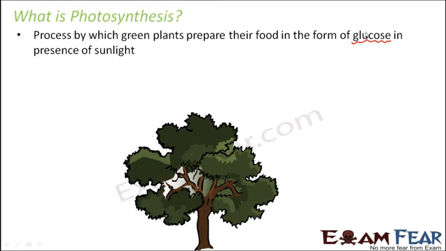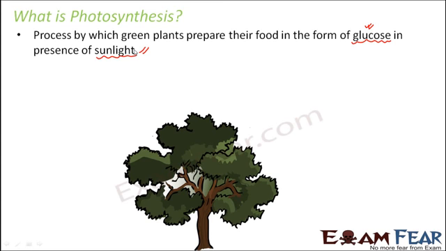Now, in order to prepare this, plants need raw materials. Now, what are those raw materials? We will see that a little later. They need carbon dioxide, they need water, and this has to happen in presence of sunlight. Why? Because sunlight, what does sunlight have? Sunlight has the light energy. So sunlight basically provides the energy required for the process to take place.